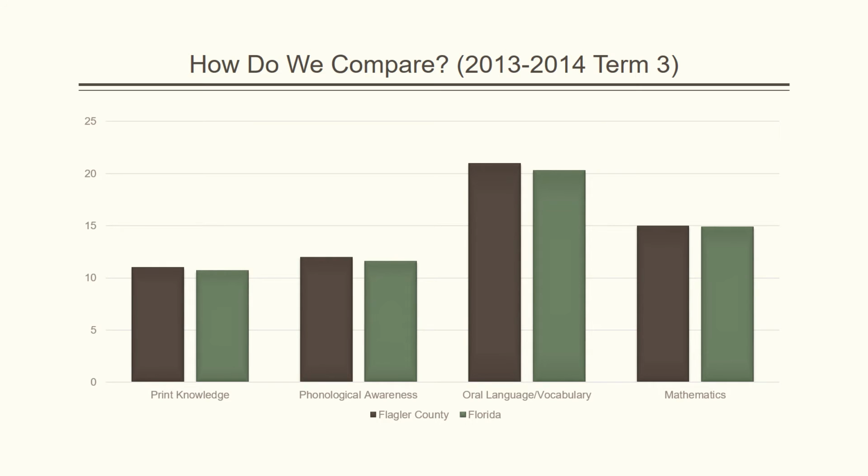So where do we stand in comparison to the state of Florida? The only data that I could find was back in 2013 to 2014 on the last term. As you can see, Flagler County is pretty high up with the state of Florida. This means all the children were ready for kindergarten.